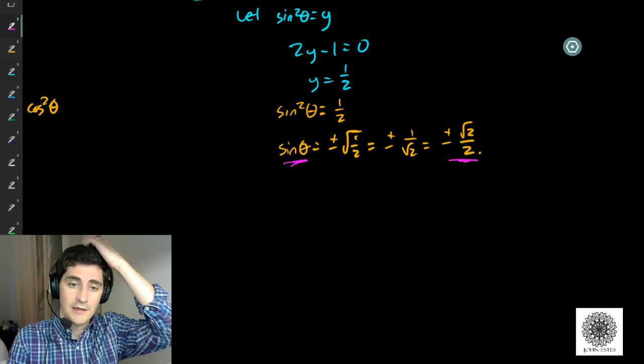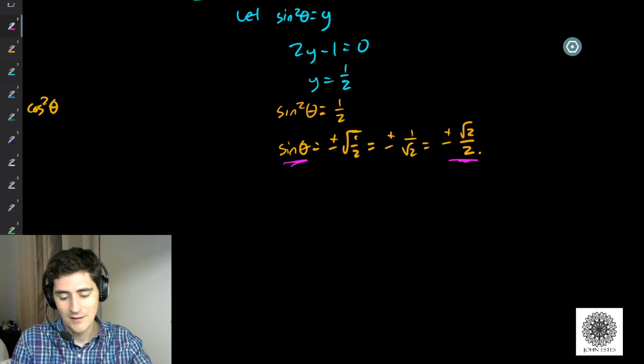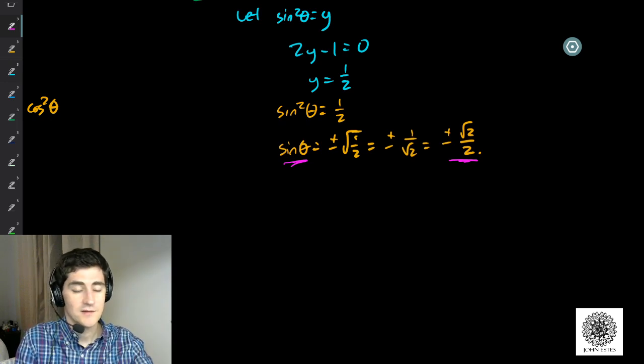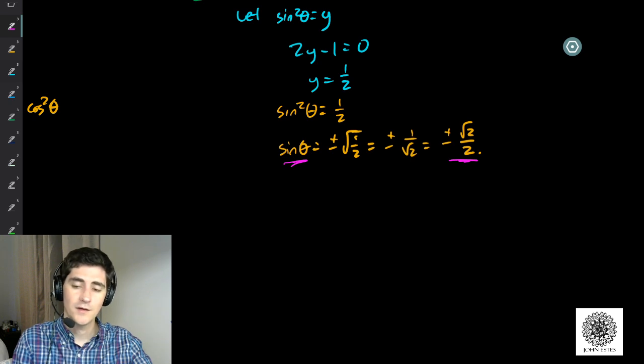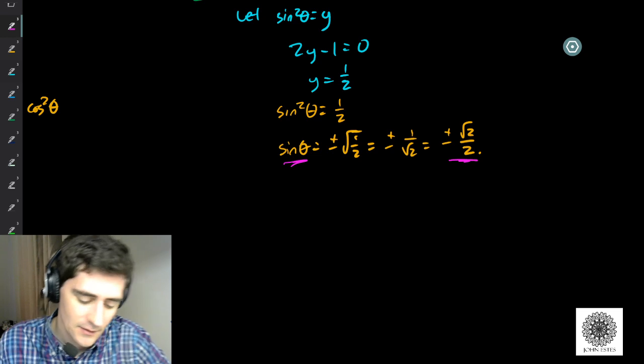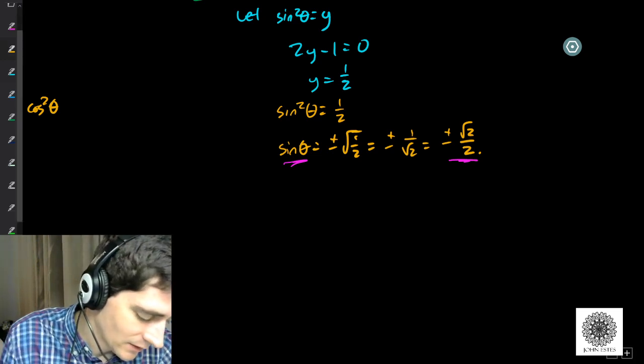Now in this one, I have to think about when sine is positive and when sine is negative. So sine's positive in quadrants 1 and 2, negative in quadrants 3 and 4. So I actually have a solution from every quadrant here. And we can think about it.